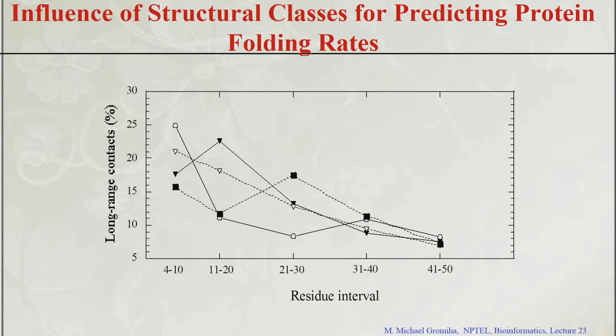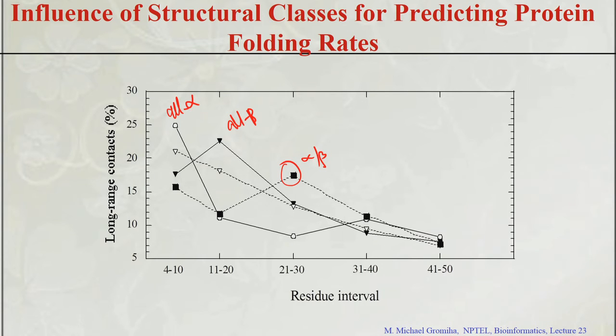So, now we show the long range contacts at the different structure classes, as I discussed earlier: all alpha, all beta, alpha plus beta and alpha beta. In the case of all alpha, this is mainly in the 4 to 10 range, and for all beta, it is mainly in the 11 to 20 range. The alpha plus beta, you can see, lies between all alpha and all beta, and the alpha beta is in this range.